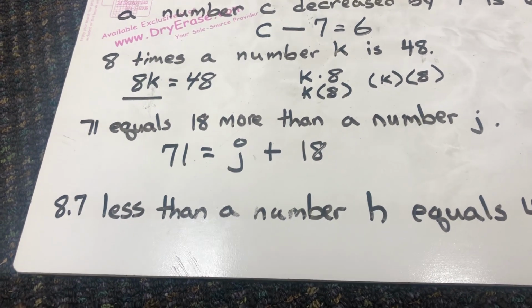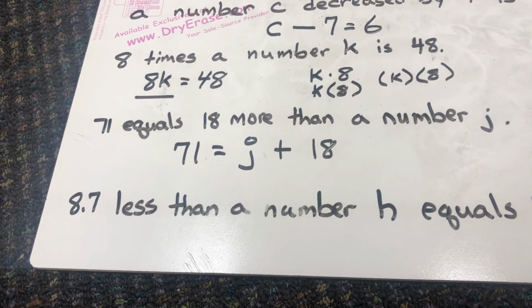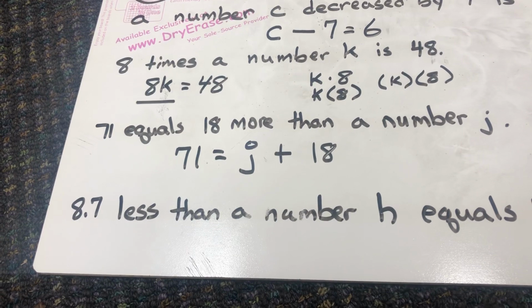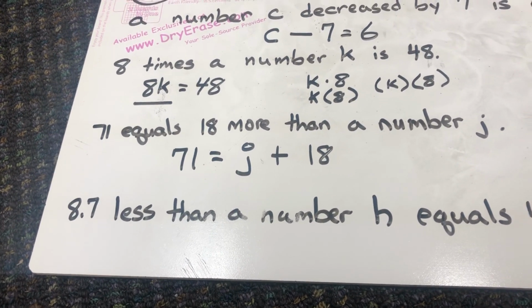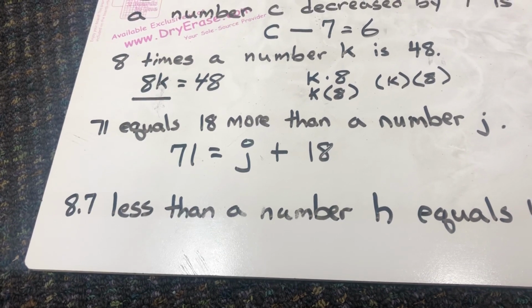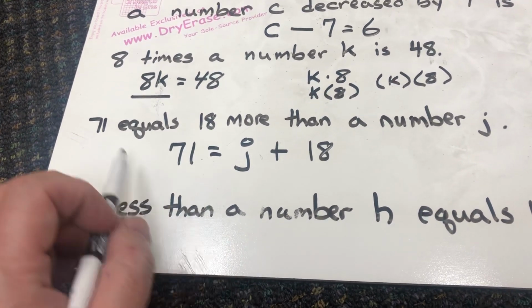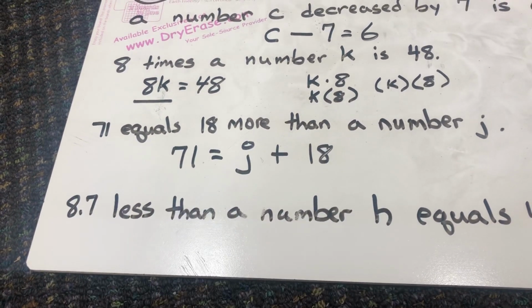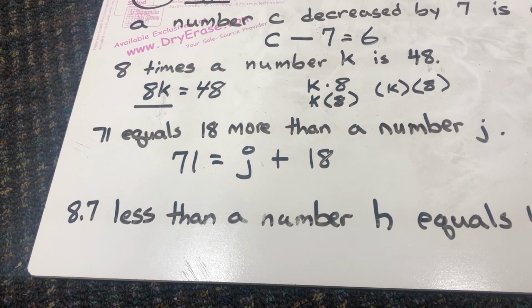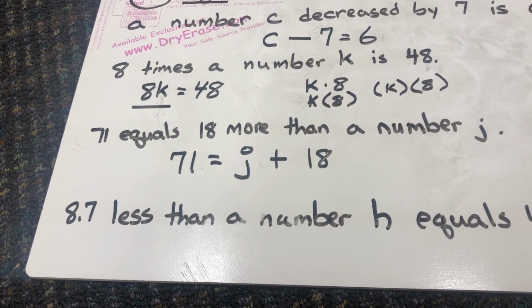Now you might say, well, Mr. Swack, J plus 18, 18 plus J, what does it matter? Because 5 plus 3 is 8, and 3 plus 5 is also 8. Well, you are right when you say that. However, I want you to get in the habit of putting exactly what it is the word sentence is telling you what to do, and in the order that it's telling you to do it.